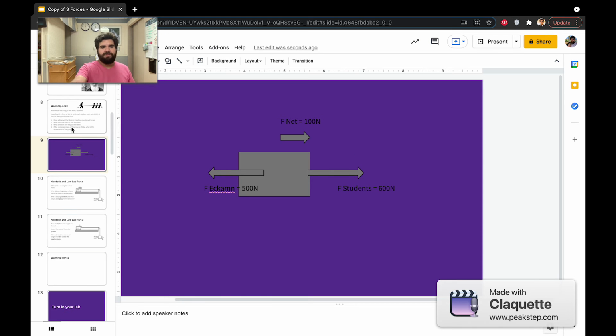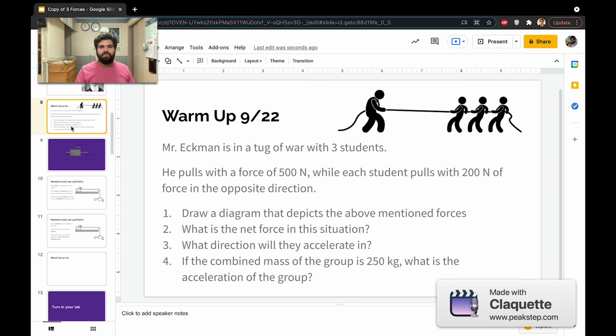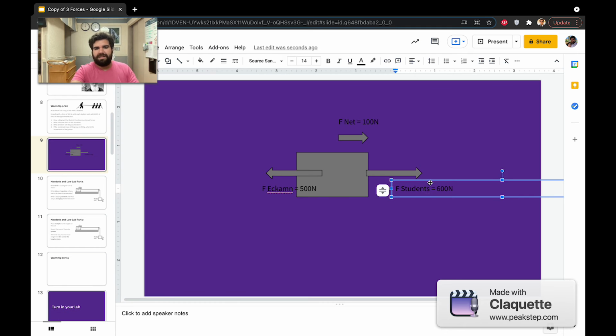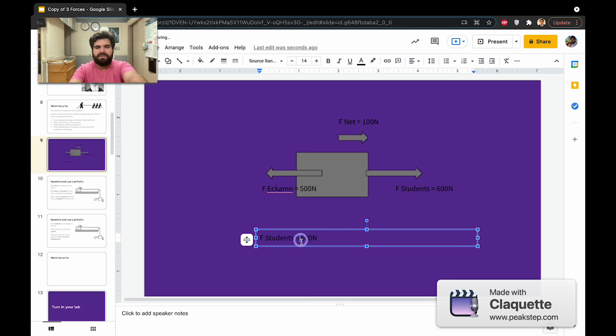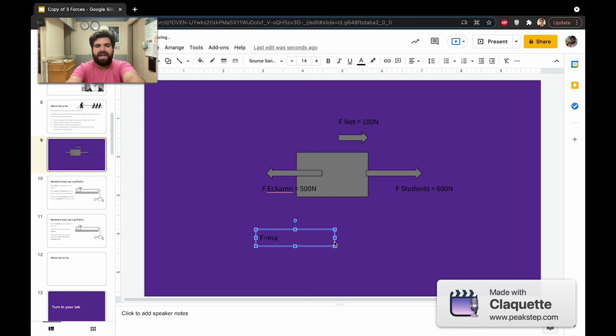The next part of that question, if we look back at our question: if the combined mass of the group is 250 kilograms, what is the acceleration of the group? So what I need to do is use my equation, force equals mass times acceleration. What I know is my net force. So I'm going to think about my givens.